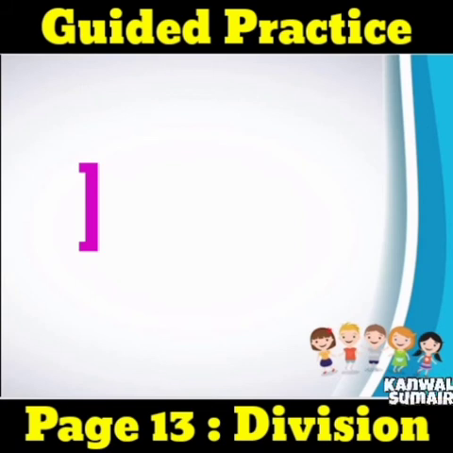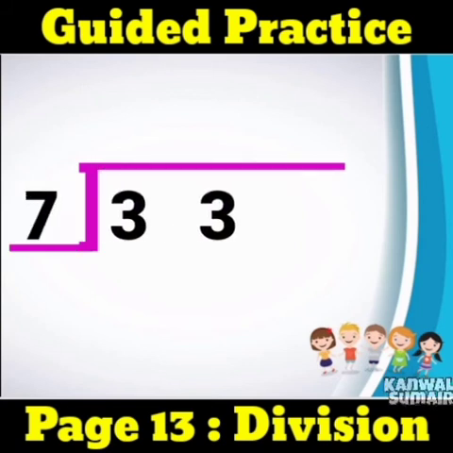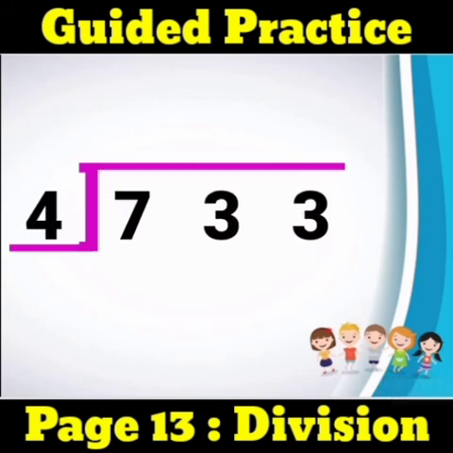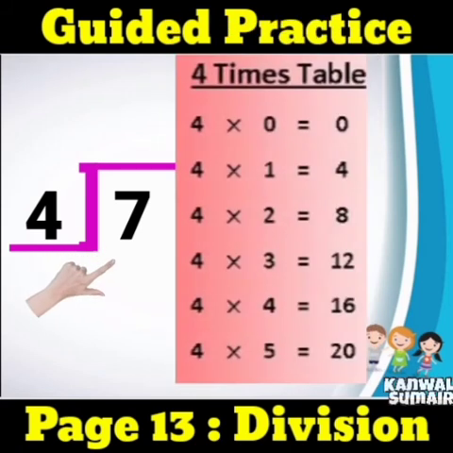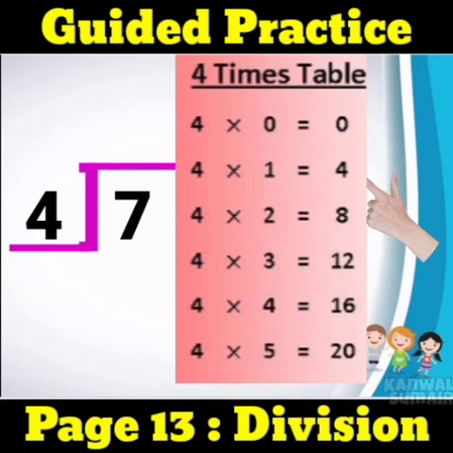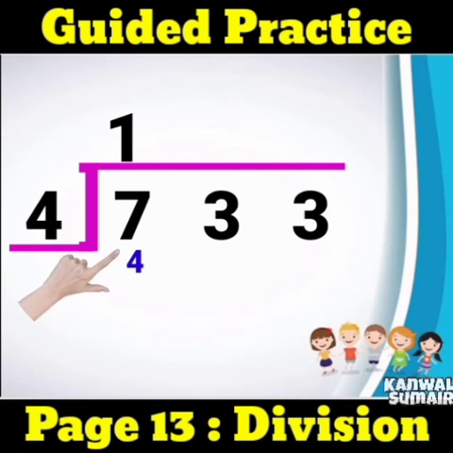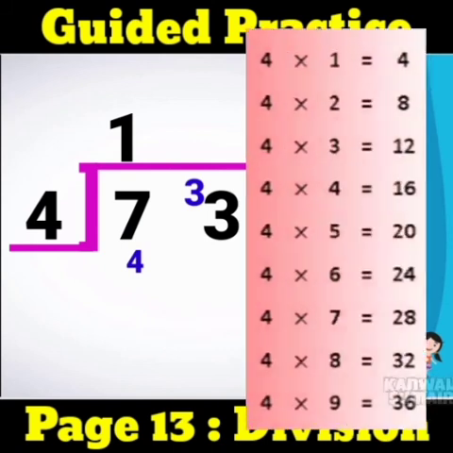Will 733 be exactly divisible or will it have a remainder? Let's check it out. 7 doesn't come in the 4 times table, so the smaller number which comes is 4. 4 times 1 is 4. 7 minus 4 is equal to 3. 3 will go with the next number which has now become 33.